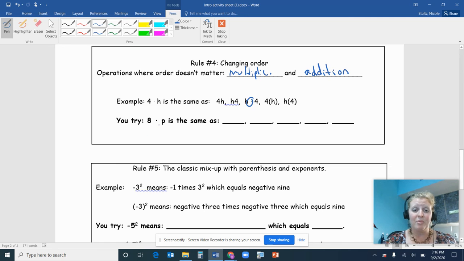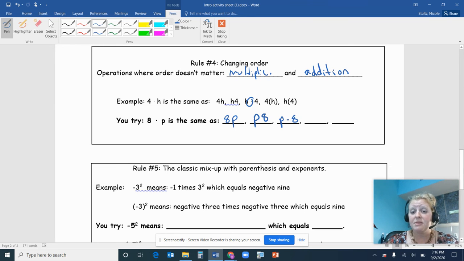So we're going to try it again, but we're going to use 8 and p. So again, remember, let's start with the fact that the dot is optional. When I see 8p, that means 8 times p. But order doesn't matter, so technically I could do p times 8, right, with no dot. I don't need to have it. Maybe some kids like to draw a dot. Okay, cool. Then sure, you could write p times 8 like that.